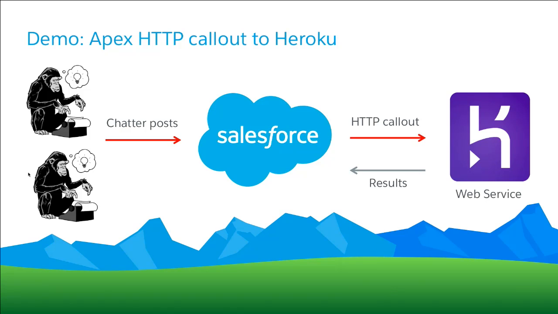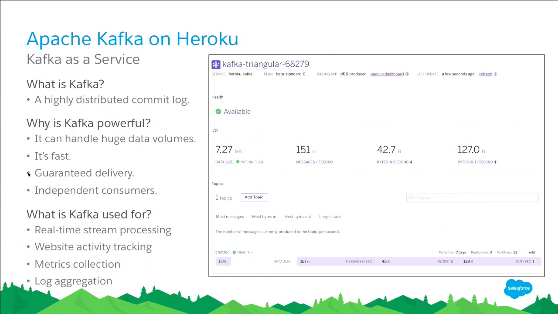And so when these monkeys are posting, the Apex triggers are sending the data into Heroku. So once it's on Heroku, what happens? And this is where the really interesting part is. We're going to send it to Apache Kafka on Heroku. This is Heroku's Kafka as a service.